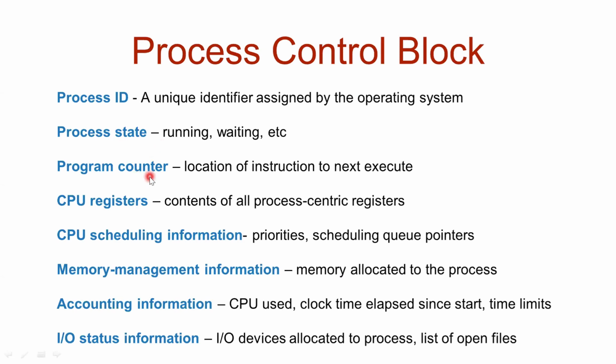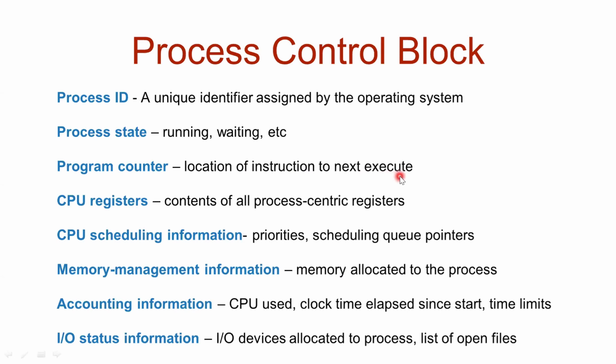Program counter. It is the location of the instruction which is next to execute. Program counter stores the location of the next instruction which is to be executed.